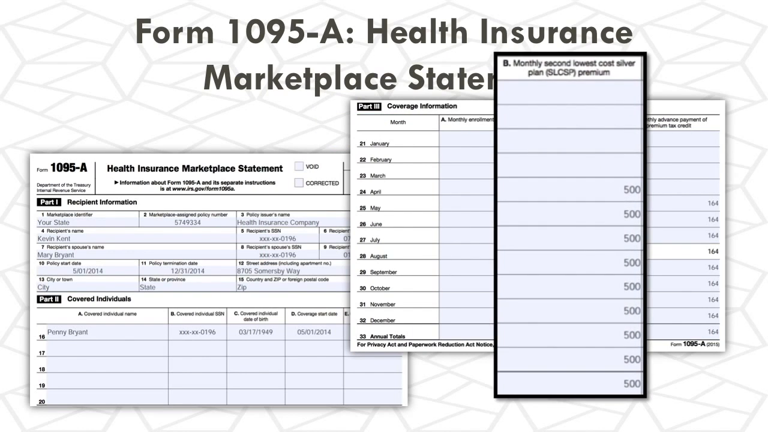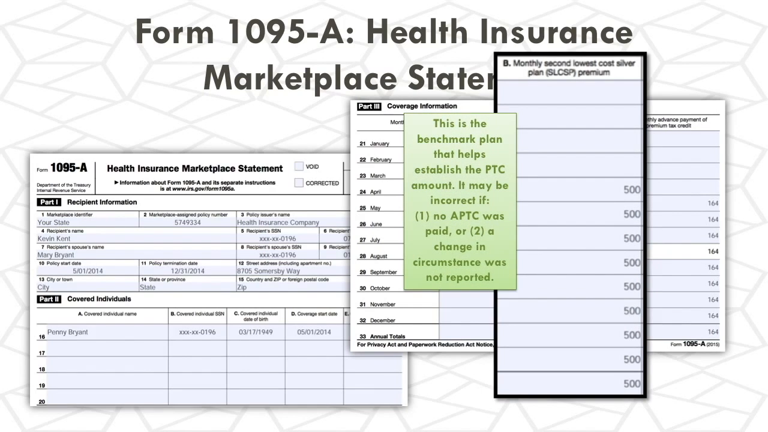Column B is going to show the monthly second lowest cost silver plan premium. This is the benchmark plan that helps establish the premium tax credit amount. It might be incorrect if no advance premium tax credit was paid, or if a change in circumstances was not reported. It's possible this could be wrong.